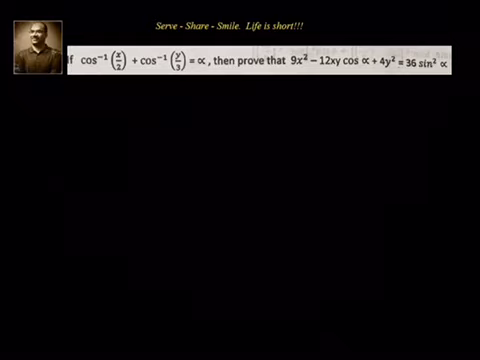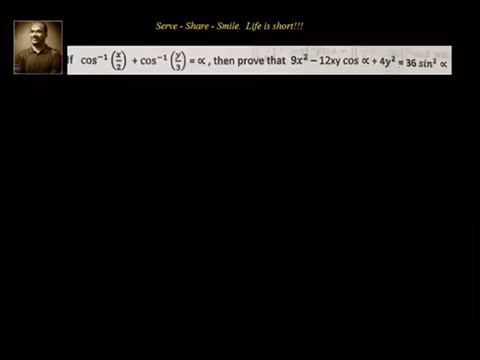So we have been given that cos inverse x by 2 plus cos inverse y by 3 equal to alpha. Then we have to prove that 9x square minus 12xy cos alpha plus 4y square equal to 36 sin square alpha. How to solve this problem? First, as with any regular inverse trigonometry function, cos inverse of x by 2 we will take as an angle, let us say A, and cos inverse of y by 3 we will take as an angle B. Then we'll try to find out cos alpha, sin alpha, then we'll proceed from there.